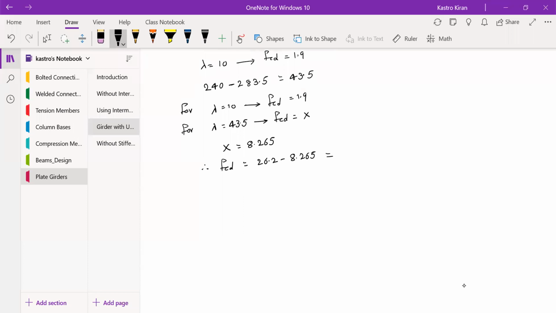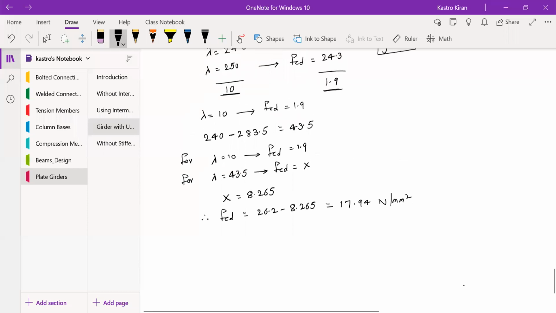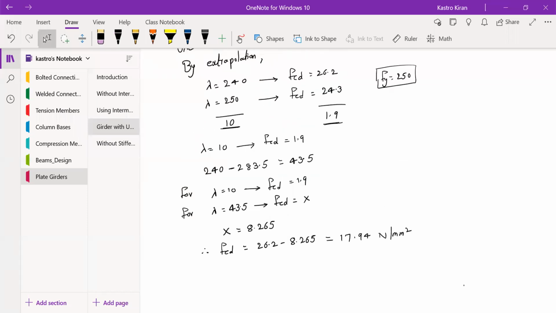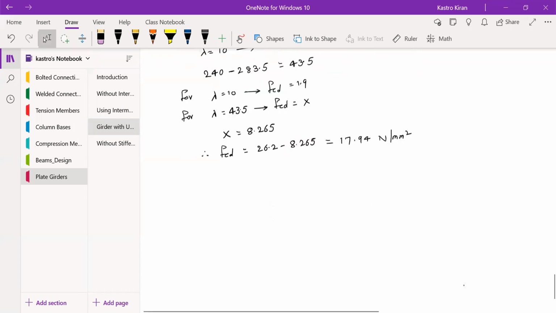Okay, so can somebody tell what is the value of FCD here? It will be 26.2 minus 8.265, which is 17.94 newtons per mm square. So this is the final value of FCD. That's how you're going to do the extrapolation. I hope it is clear for all of you.